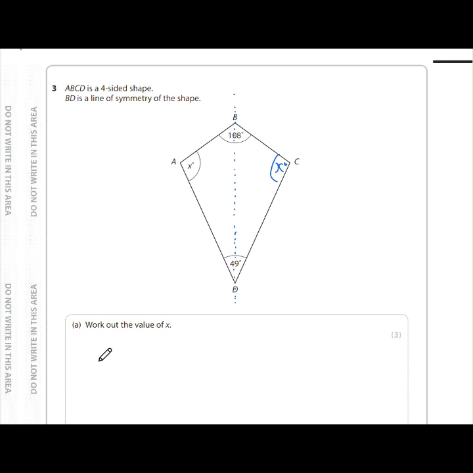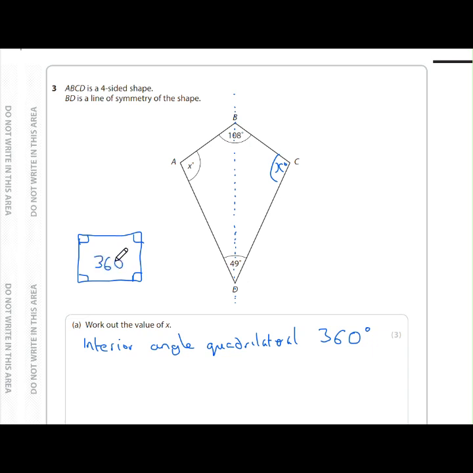One of the facts that we need to use is that the interior angles of a quadrilateral, that's a four-sided shape, is 360 degrees. And if you can't quite remember this, it applies to any four-sided shape. If we were to look at a square or a rectangle, it has four 90-degree corners which add up to 360 degrees. So that's an easy way of remembering it.